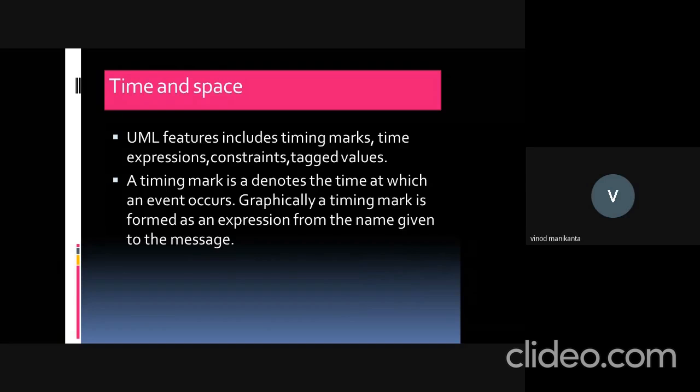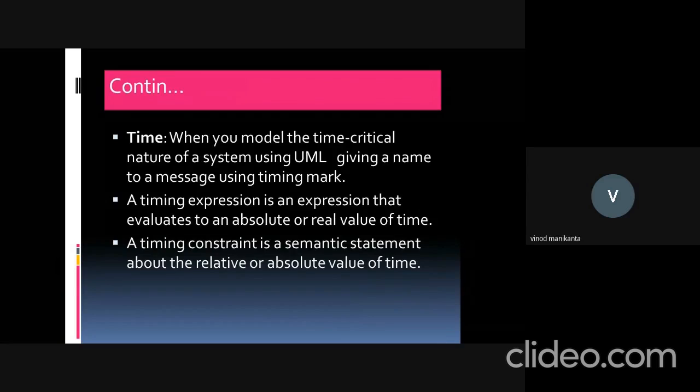First of all, the first one is the timing mark. A timing mark denotes the time at which an event occurs, right? I will discuss diagrammatically what a timing mark, a timing expression, and a timing constraint are. The timing expression is an expression that evaluates to an absolute value of time, whereas a time constraint is a semantic statement about an absolute value of time.